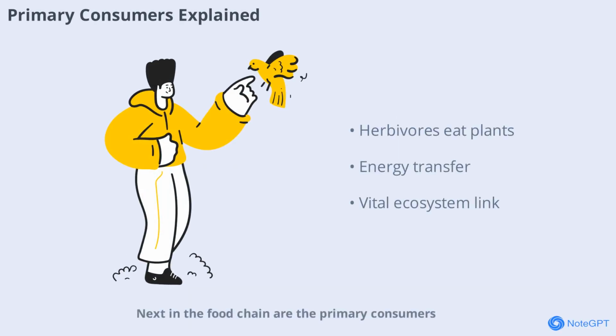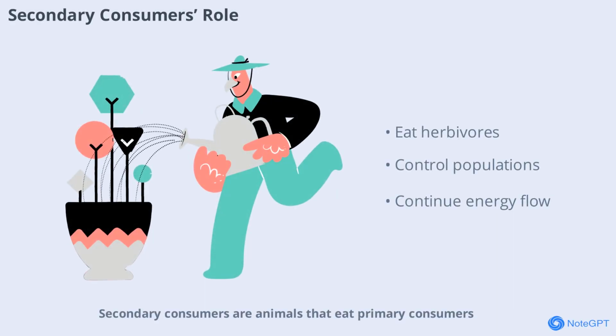Next in the food chain are the primary consumers. These are usually herbivores, animals that eat plants. Think of rabbits munching on grass or caterpillars feeding on leaves. Primary consumers play a crucial role by transferring the energy stored in plants to higher levels of the food chain. They are the vital link between the plant world and the animal world, making sure that the energy captured by producers is passed along.